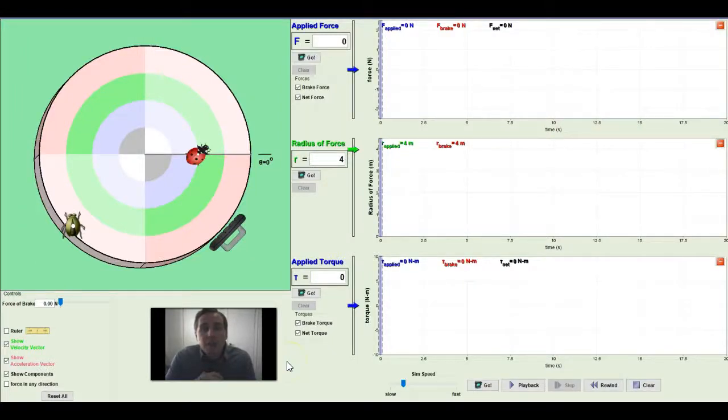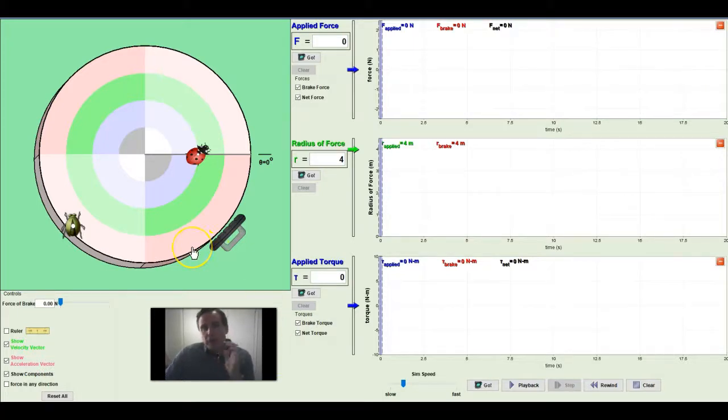I would like to perform a video where I give you some intuition about how torque relates to moment of inertia and how moment of inertia relates to angular momentum, and we'll investigate each of these rotational dynamics quantities. So let's go ahead and start with torque.